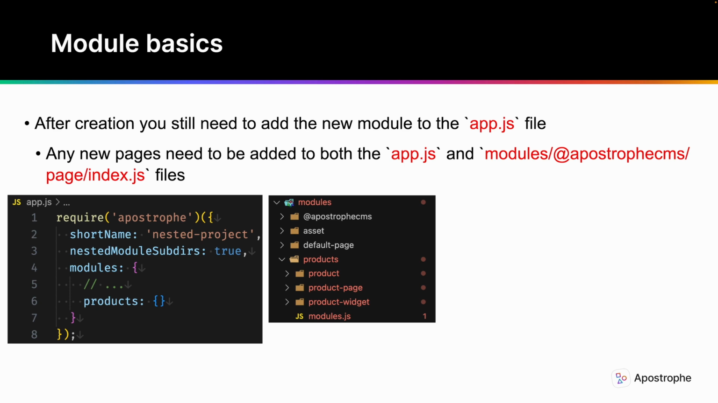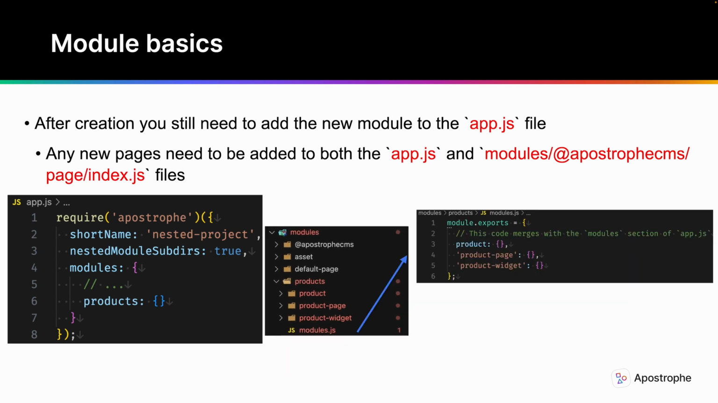Apostrophe offers the nestedModuleSubdirs option as a solution to both problems. To use this, you set nestedModuleSubdirs to true in the project app.js file and add the folder name that will hold all of the selected modules of a particular type. Then within that folder, in addition to those modules, you need a modules.js file that registers all of the modules being added into the folder.